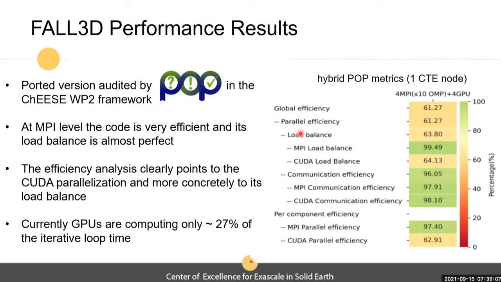This version after the hackathon in 2019 was evaluated by POP. POP stands for Performance Optimisation and Productivity, which is an EU-funded Center of Excellence in High-Performance Computing. The results showed that the full FALL3D application is very efficient at MPI level, and its load balance is almost perfect. The efficiency analysis clearly points to the CUDA parallelization, or more concretely, to its load balance here. The efficiency is low, which is somehow expected as only a fraction, circa 27%, of the iterative loop time is computed by the GPUs, which means that the GPU occupancy is pretty low.